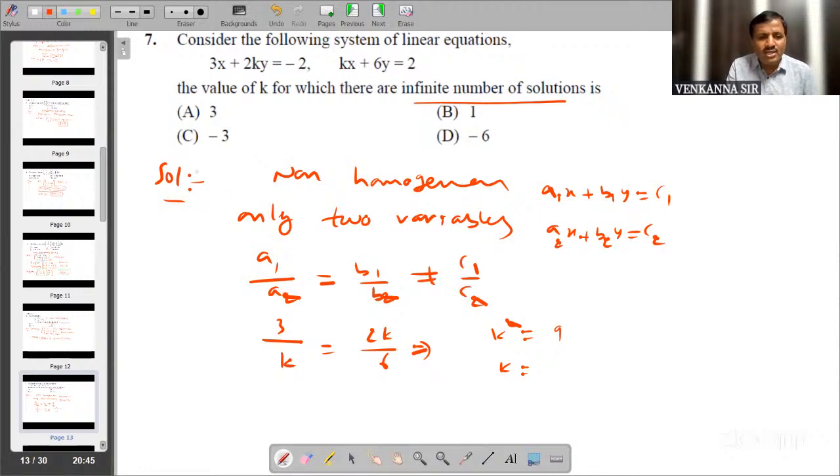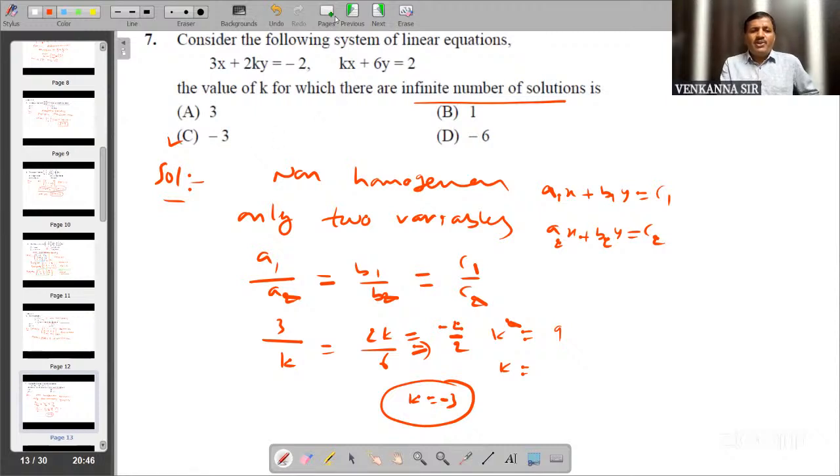Yeah, this is wrong here. This is also an equal symbol. Take the equal symbol. This is also an equal symbol. Means 2k by 6 is equal to minus 2 by 2. For that, 3 by k is equal to minus 1. K is equal to minus 3. A1 by A2 equal to B1 by B2 equal to C1 by C2 we have to use. 3 by k is equal to minus 1. K is equal to minus 3. Option C is the correct answer.